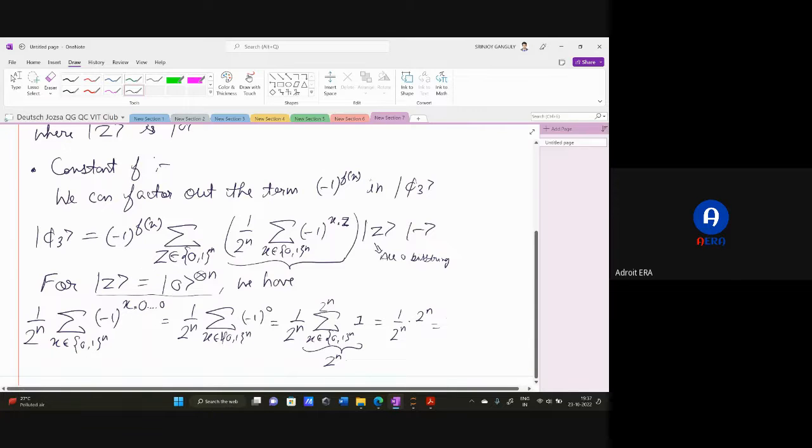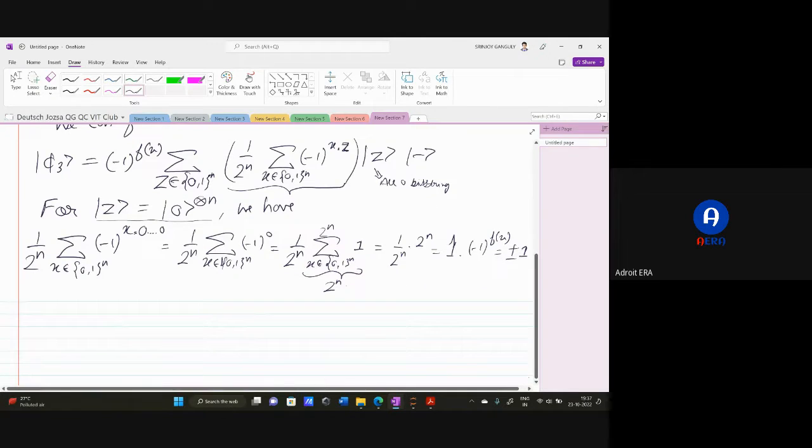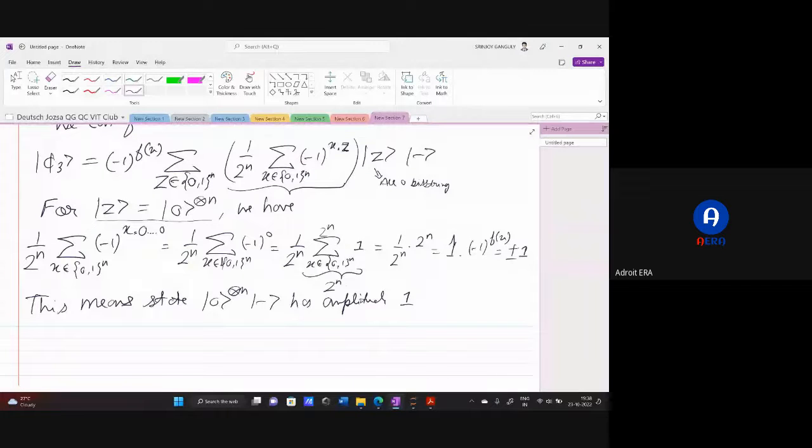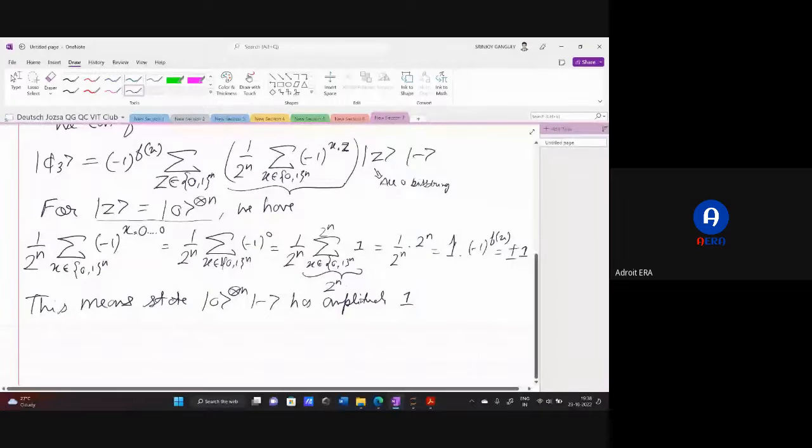And then what you get is 1 times minus 1 to the f of x, which is there outside, and therefore the amplitude turns out to be either plus or minus 1. Now let us do the analysis. This means this state, ket 0 tensor n, has amplitude 1. We have got the result as plus or minus 1, so this state will have an amplitude of plus 1 or minus 1, but we are only focusing on the absolute value, so the amplitude is 1.